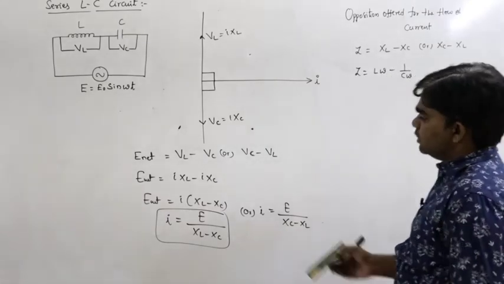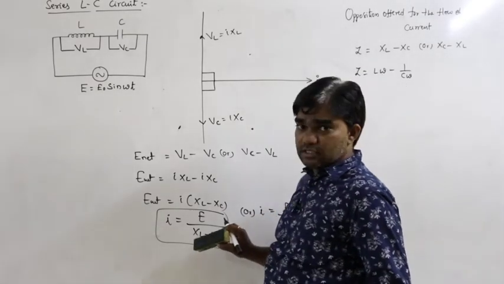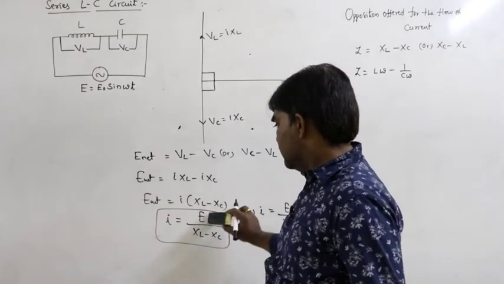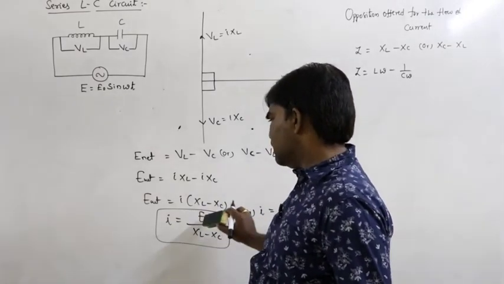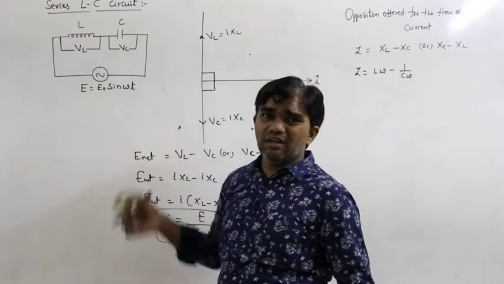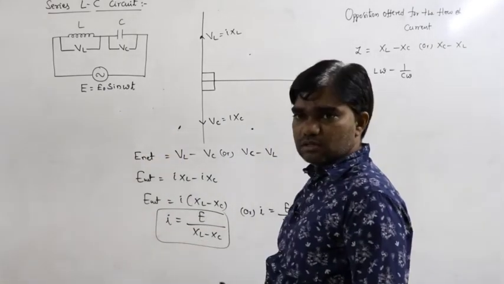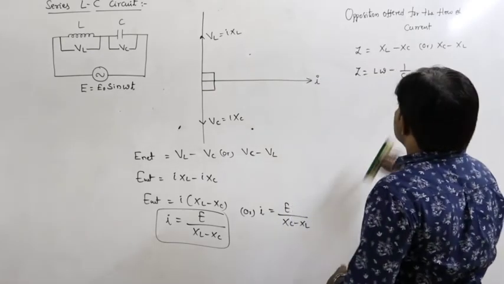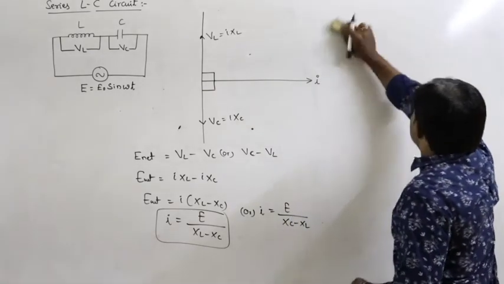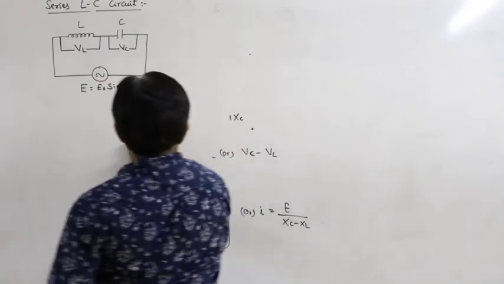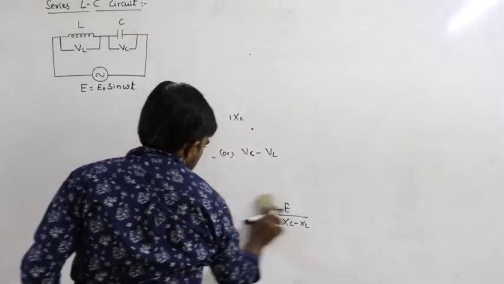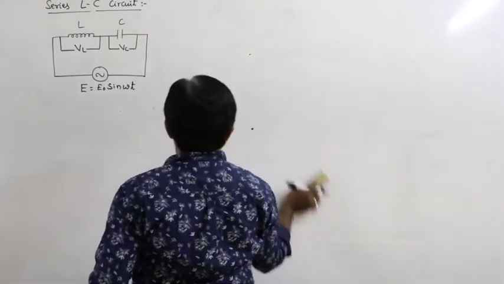Now, this is the current in case of the LC circuit. What is the current that passes? EMF divided by XL minus XC. What is EMF? E is equal to E naught sin omega t. What is E naught? The peak value. Next, based on this phasor diagram, we have two conditions here.